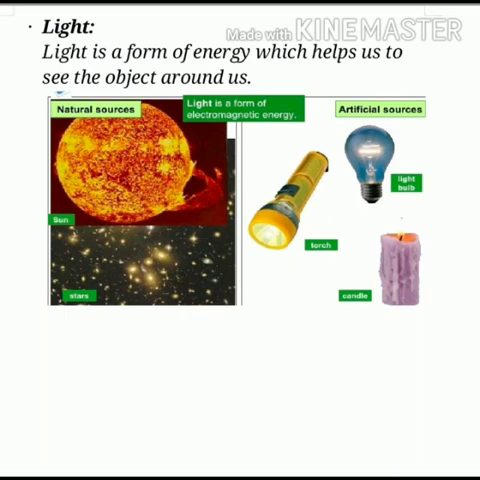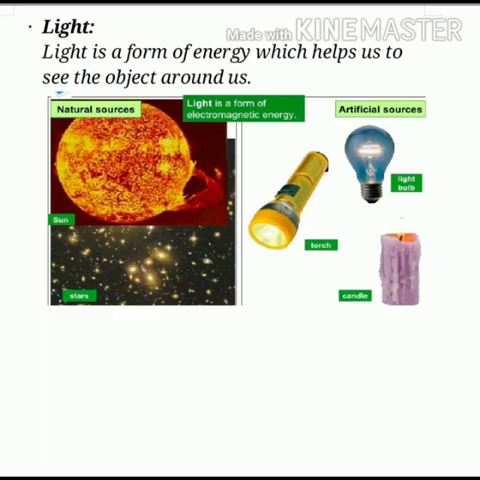Light. Light is a form of energy which enables us to see our surroundings in the most effective way. Although light itself is invisible, it makes things visible to us. It does not require any medium and can travel even in vacuum.